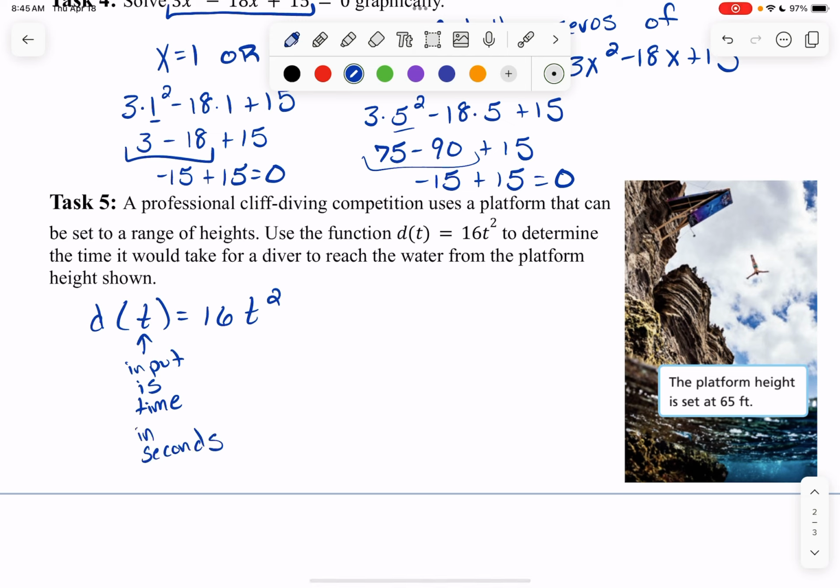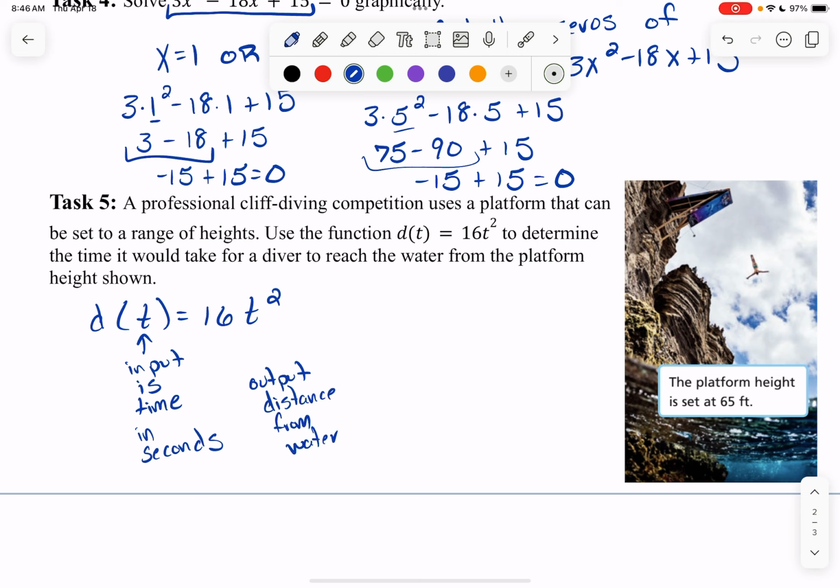I'd have to reference this; it's a problem from your book. I just don't think I put that in there. Is the time in seconds? Okay, and the d of t, the output, is the distance from the water.